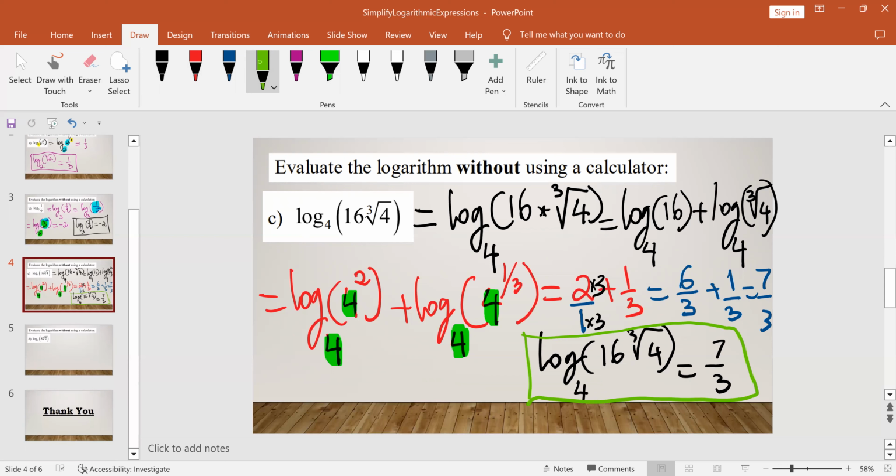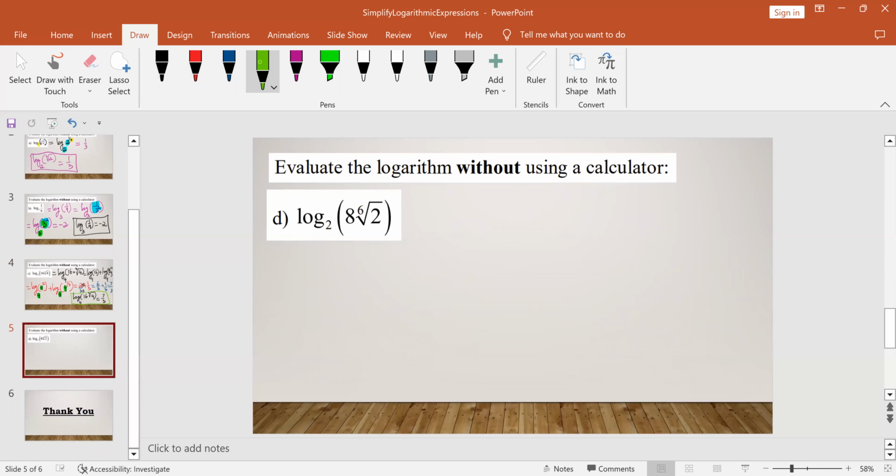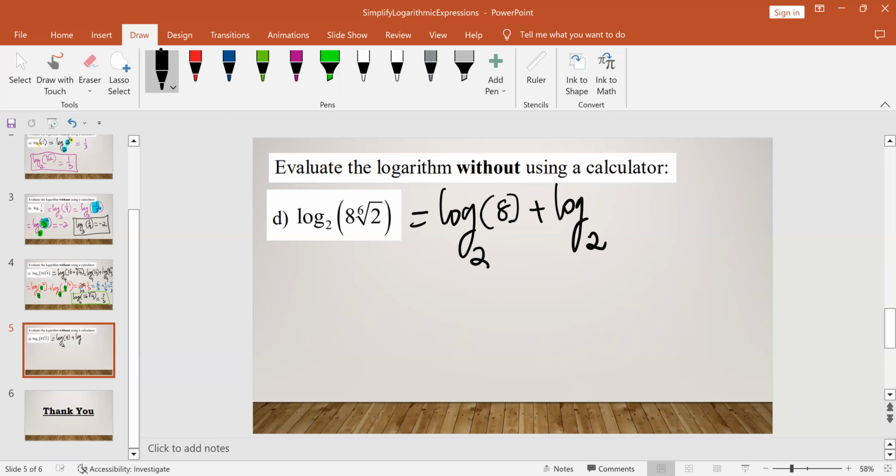The last question. So same thing here. We have a logarithm of a product. The product here is a multiplication between 8 and the 6th root of 2. So by the product rule, we're going to have the logarithm with base 2 of 8 plus the logarithm with base 2 of the 6th root of 2.